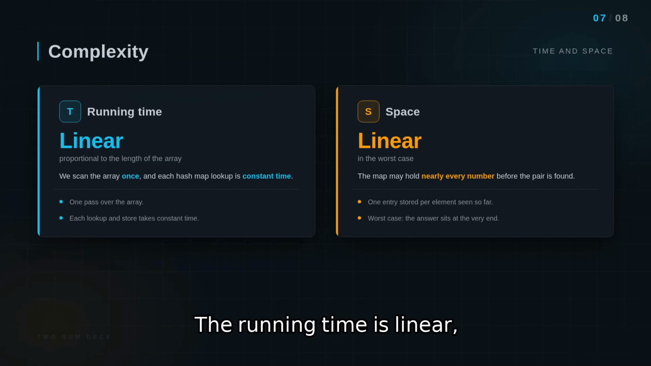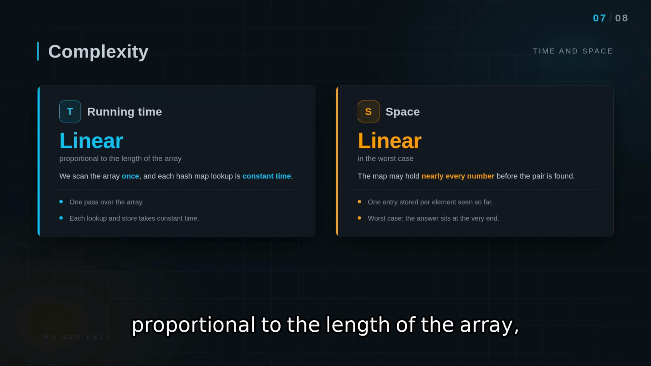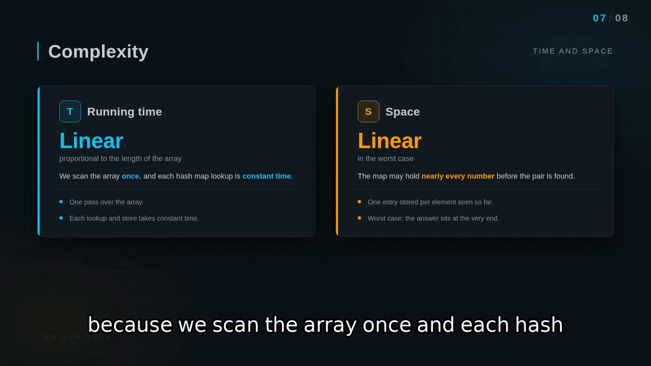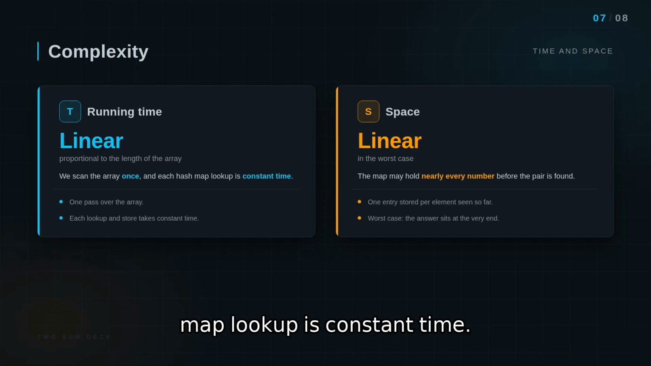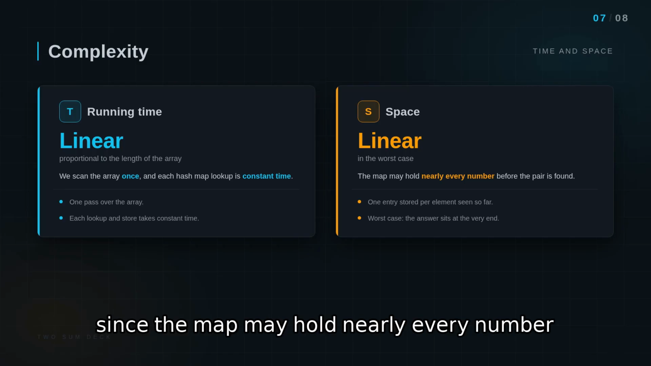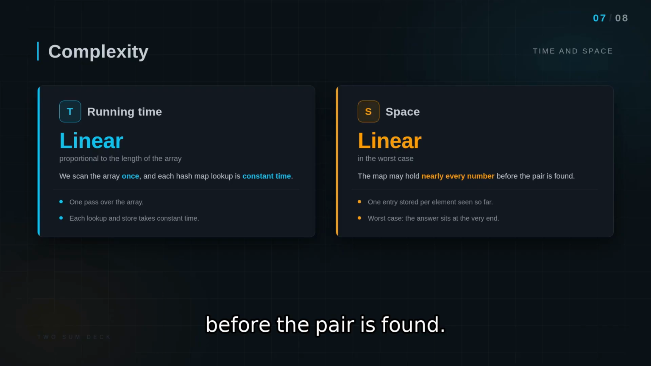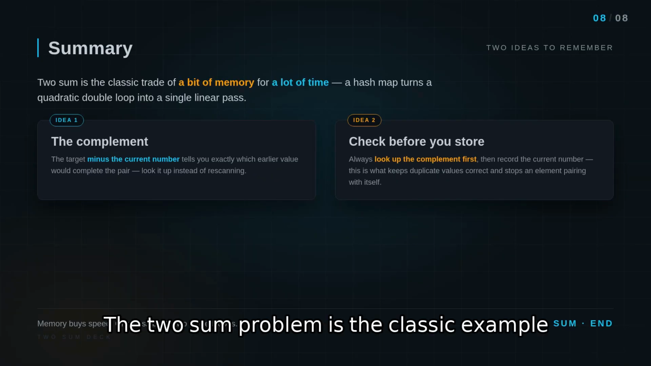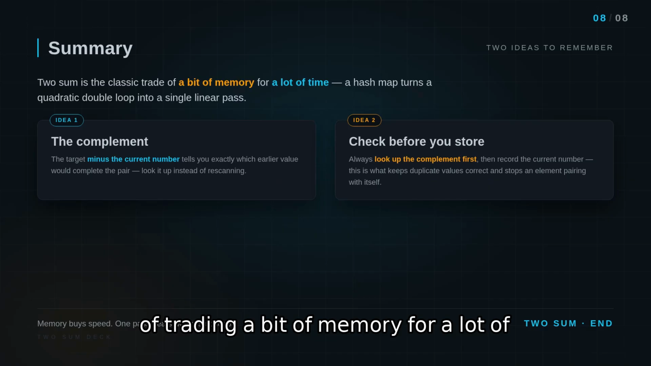Complexity. The running time is linear, proportional to the length of the array, because we scan the array once, and each hash map lookup is constant time. The space is also linear in the worst case, since the map may hold nearly every number before the pair is found.